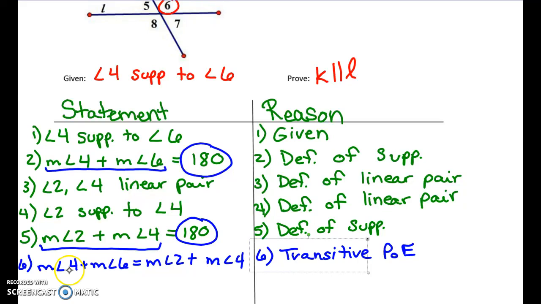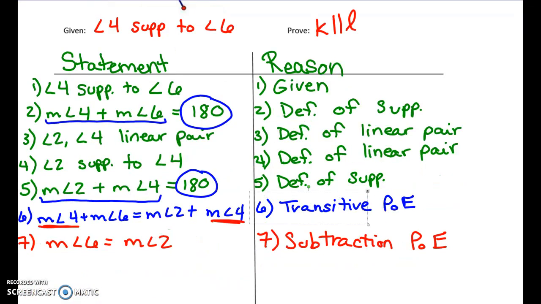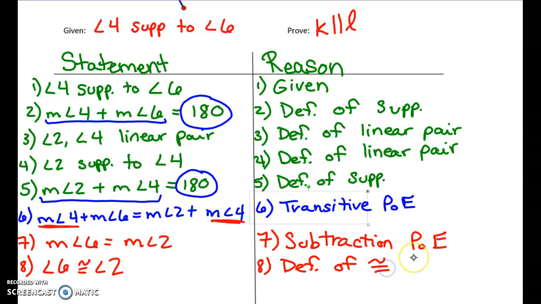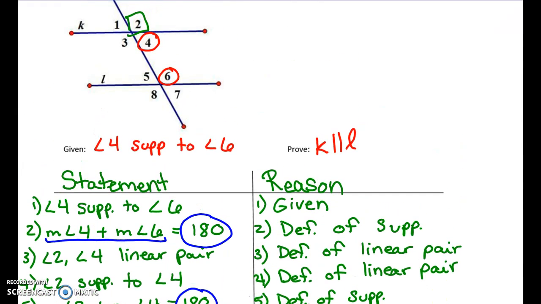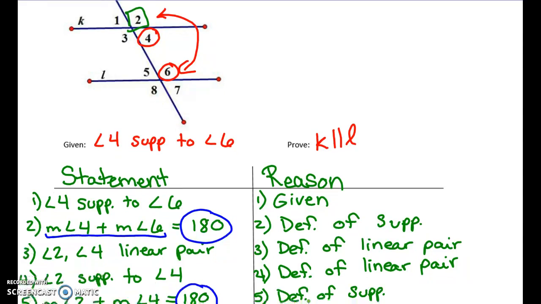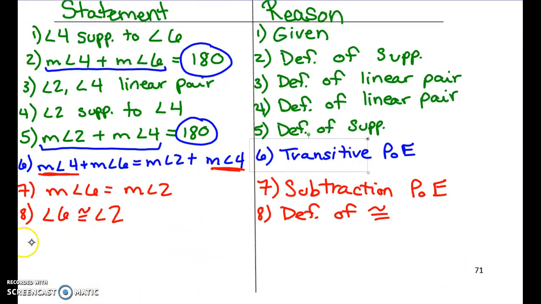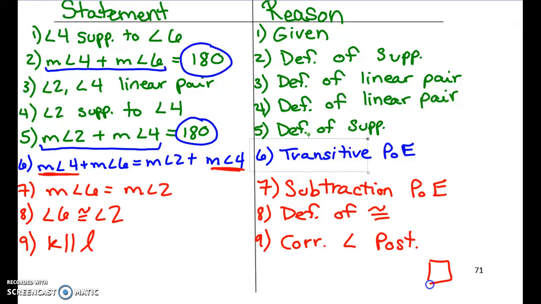Well, now something really awesome happens. If you look here, you can see that we've got the measure of angle 4 on both sides. That means that if we use our subtraction property of equality, we can end up with measure of angle 6 is equal to the measure of angle 2. Again, by subtraction. And if those two angles are equal, then we also know that angle 6 is congruent to angle 2, by the definition of congruence. And 6 and 2, when I look up at this figure here, are my corresponding angles, and we have a postulate that says if corresponding angles are congruent, then the lines are parallel, by the corresponding angles postulate. And boom, we finished the proof.